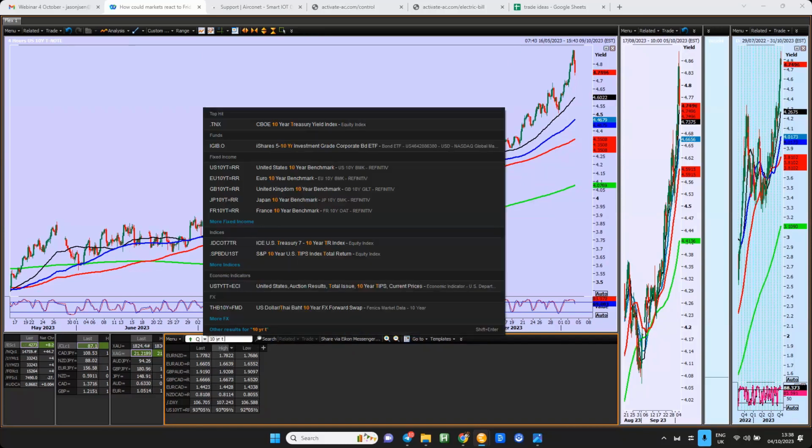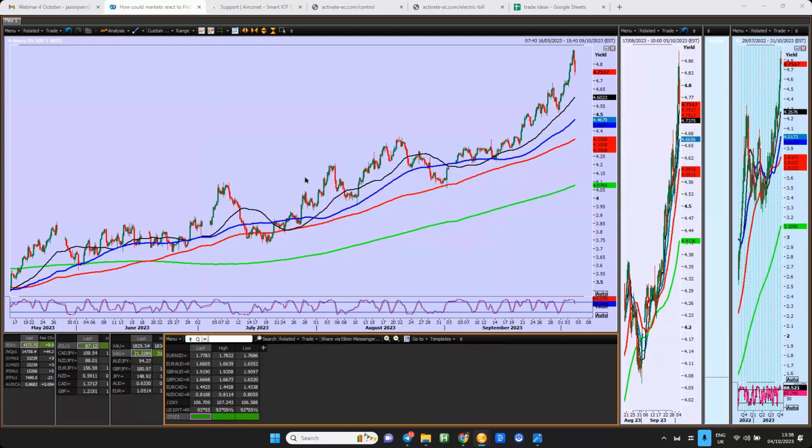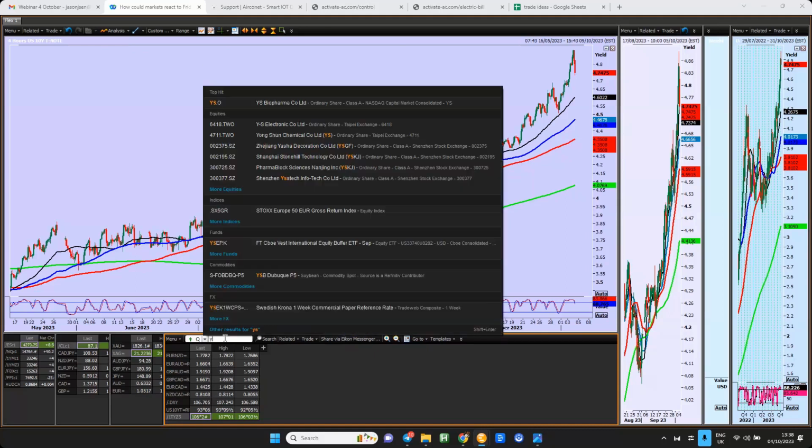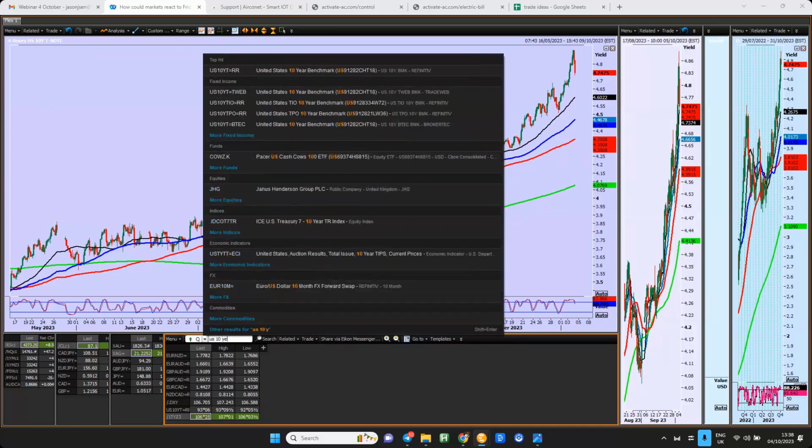Ten-year T-note. No, I don't know how to get the yields up here for some reason. Why isn't this working? Normally I actually look at the yields and I don't look at the prices. US 10-year.